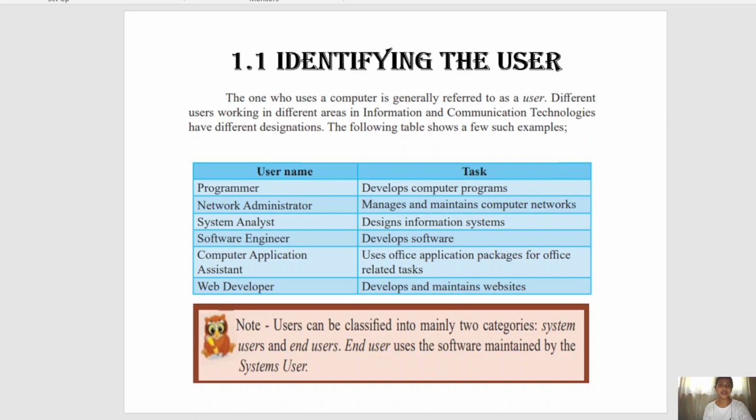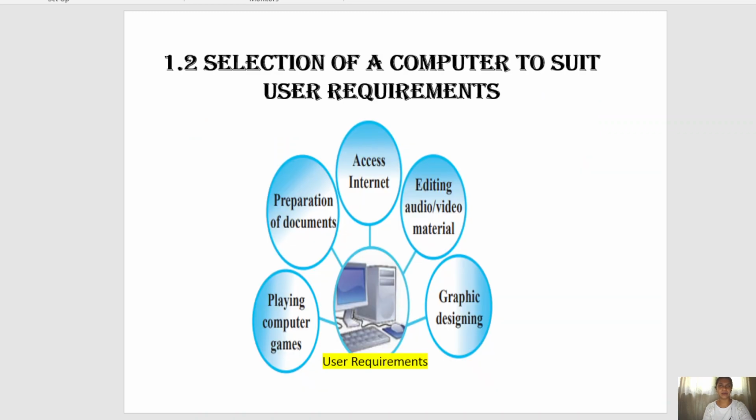For example, a programmer develops computer programs. A computer network administrator manages and maintains computer networks. A system analyst designs information systems, and a software engineer develops software. Also, a computer application assistant uses office application packages for office related tasks, and a web developer develops and maintains websites. We can also classify users into two groups: system user and end user. An end user uses the software maintained by the system user.